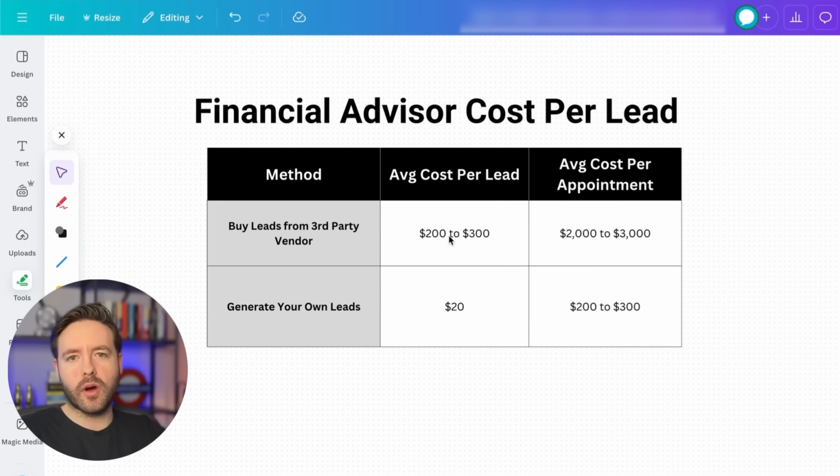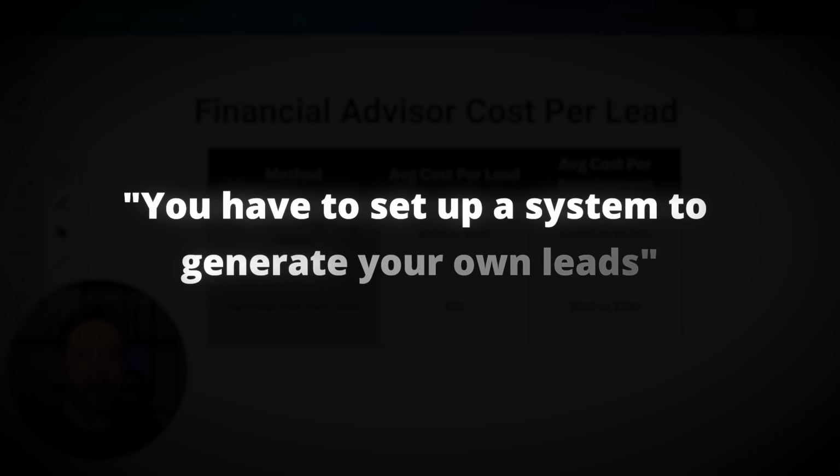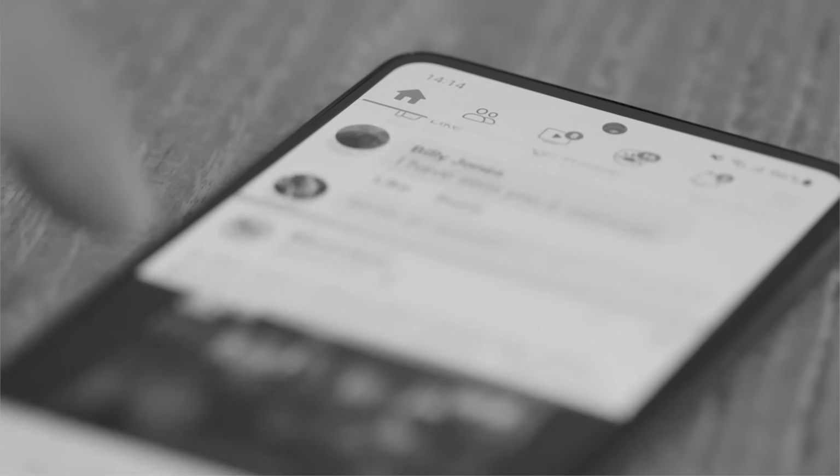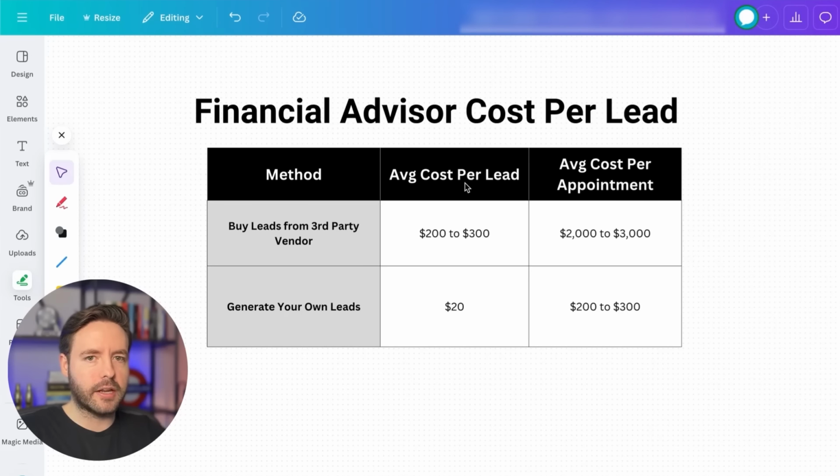But it does come with one caveat. And that is that you have to set up a system to generate your own leads. You can't just go to Facebook ads, pay for some ads, and then expect leads to suddenly appear and then convert into appointments. It doesn't work like that. So I'll show you how you can actually get these leads to convert into an appointment in more detail at the end of the video.